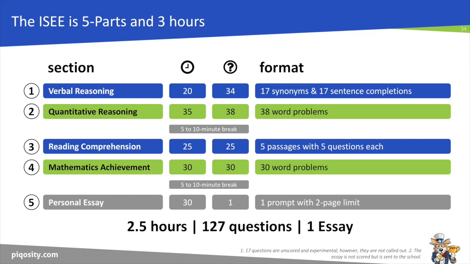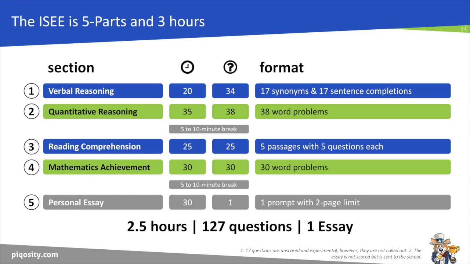The ISEE is both an achievement and a reasoning test. Achievement tests strive simply to determine if a student has learned something that they were taught in school, whereas a reasoning test goes a step further to determine if a student can leverage what they were taught to reason their way through related but new and novel concepts.